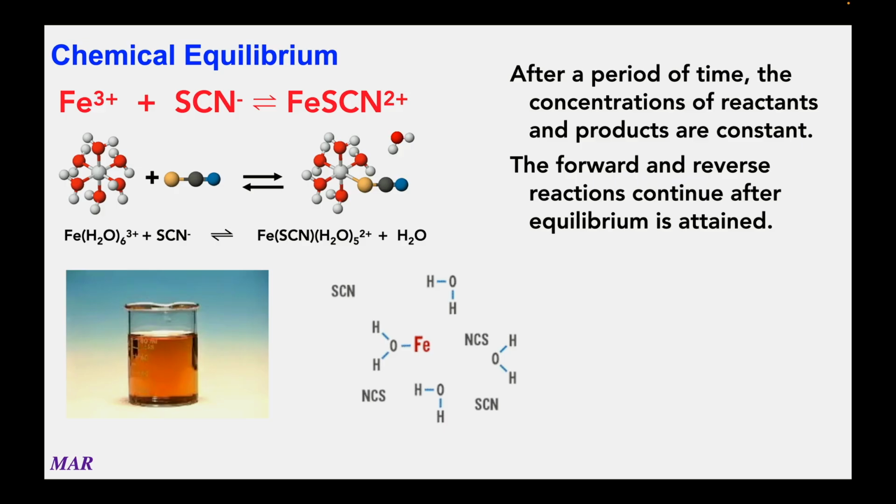But in reality, what's happening is kind of like a dance. The iron will dance with the SCN-, but after a while, the SCN- goes away and iron starts dancing with water. And then the water goes away and it starts dancing with SCN-. So that's the dynamic part. It's constantly going back and forth, back and forth, back and forth.